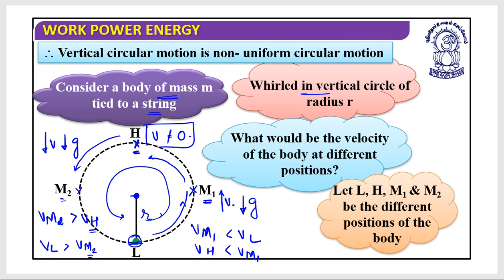So vertical circular motion is non-uniform circular motion. Do you remember non-uniform circular motion? If at every instant its speed is changing, then we say it is non-uniform circular motion. It is the same case here. Why is the speed changing? Because it works under the effect of gravity. Gravity remains the same throughout the journey, but the velocity keeps on changing. I hope this is clear.